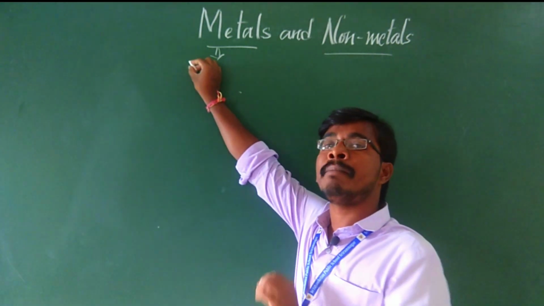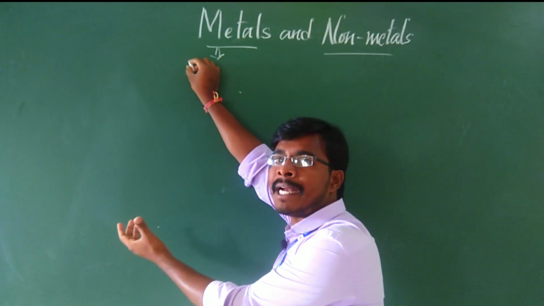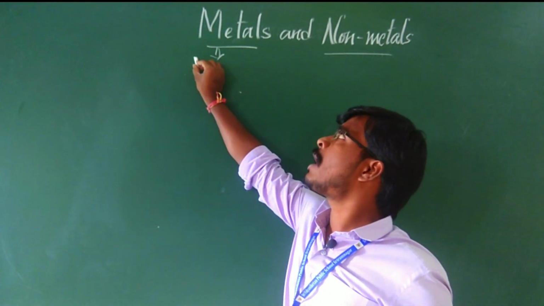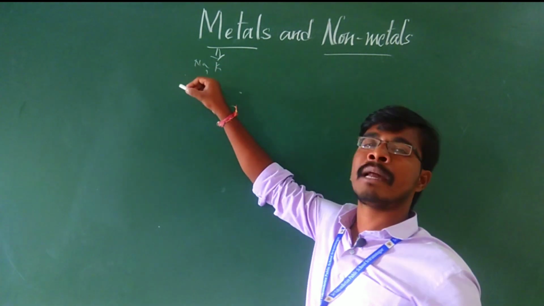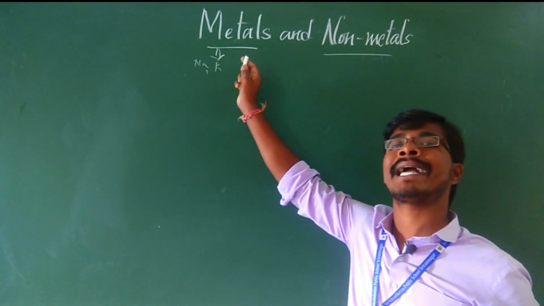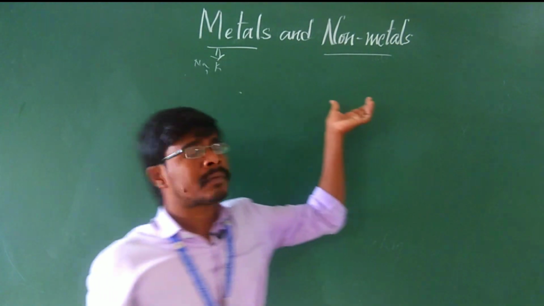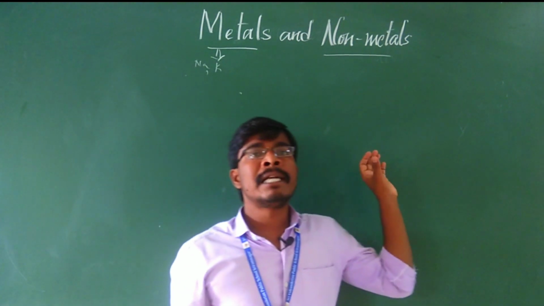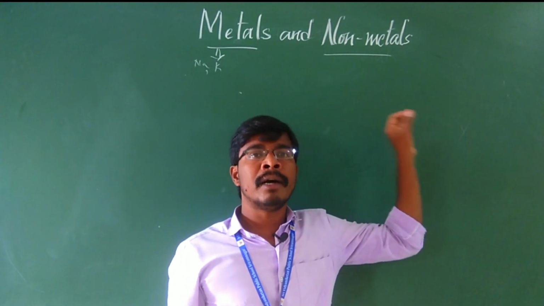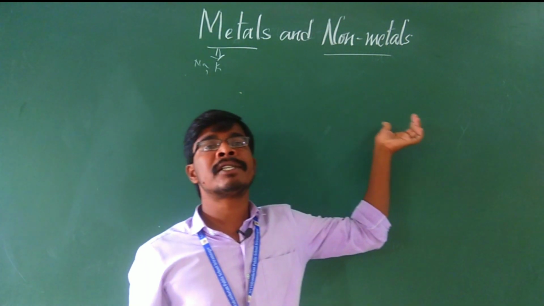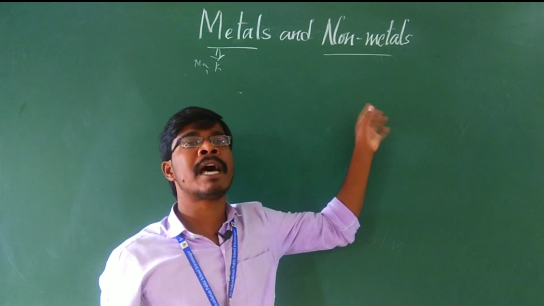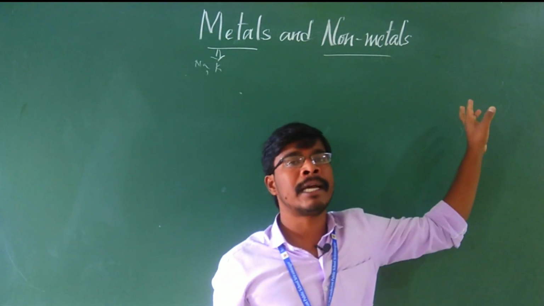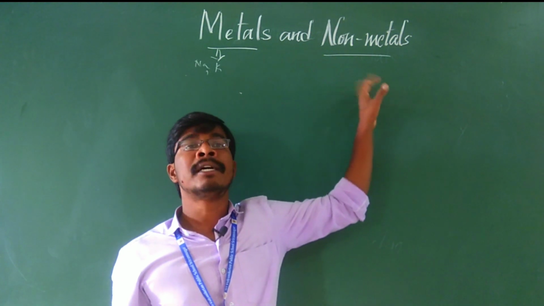They are the elements on the left side of the periodic table, at the left corner, in the S block. Examples are sodium, potassium, calcium, magnesium, aluminum, like that. The general definition of non-metals is the elements which are non-ductile and non-malleable, and bad conductors of heat and electricity. Those types of elements are called non-metals.